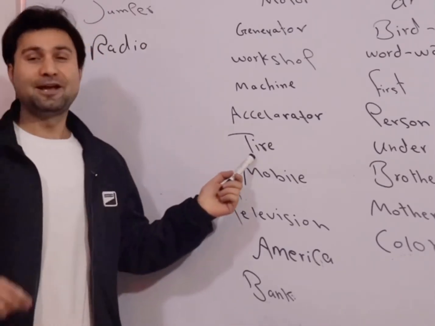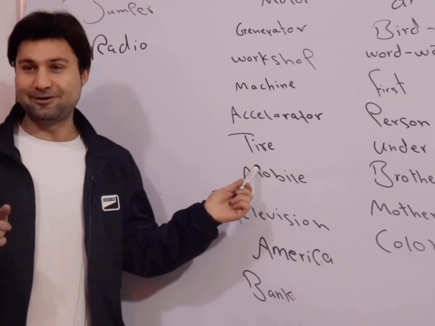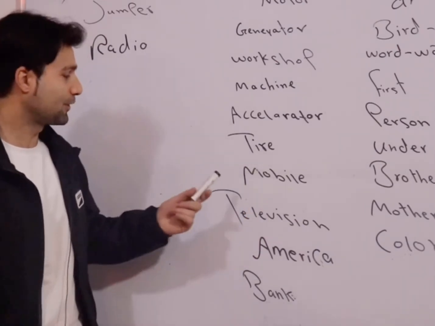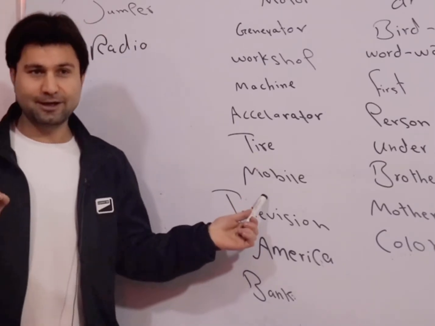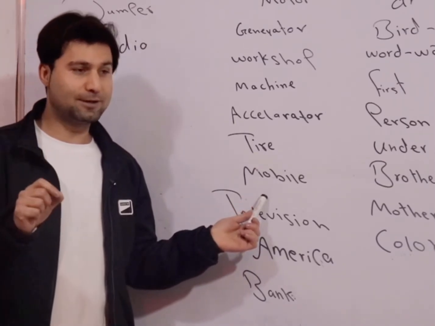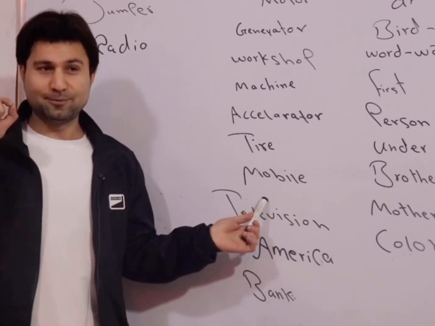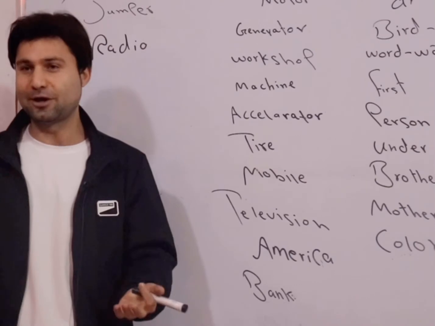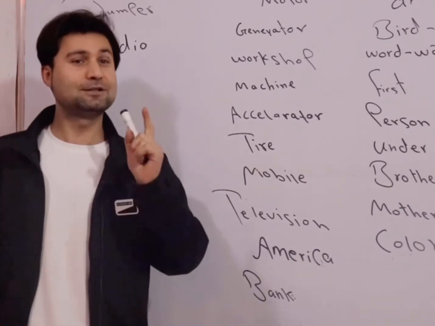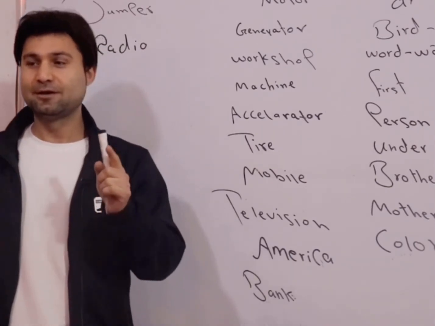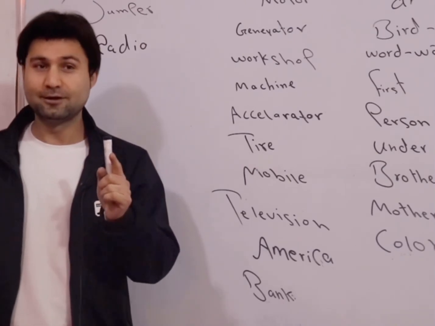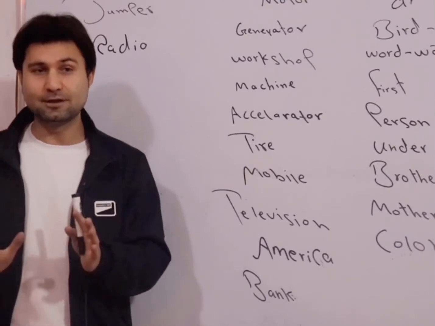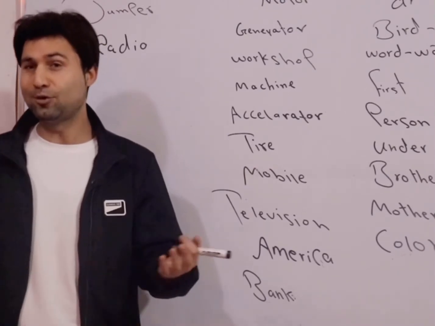In English, we pronounce it tire. In Dari, we pronounce it tire. In American English, we pronounce it mobile. But in British English, we pronounce it mobile. In Dari, we also say mobile. But in American English, mobile. In British, you can say mobile. But in Dari, you say mobile.